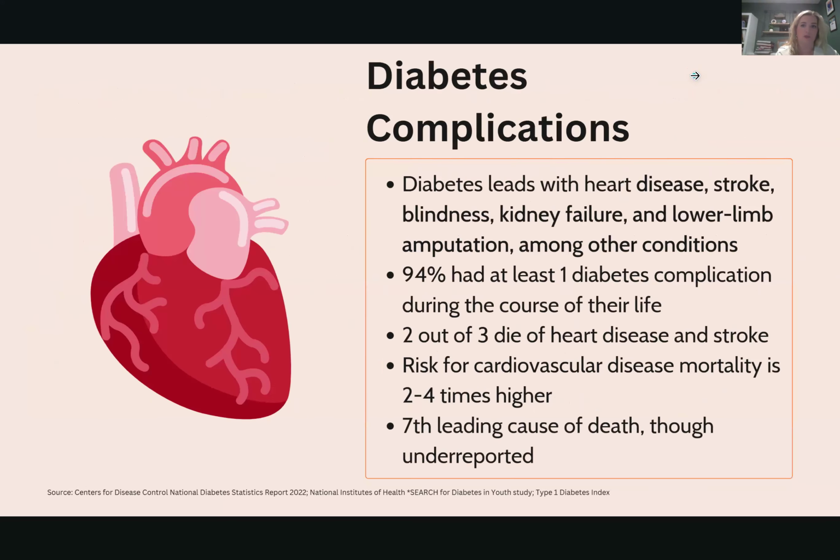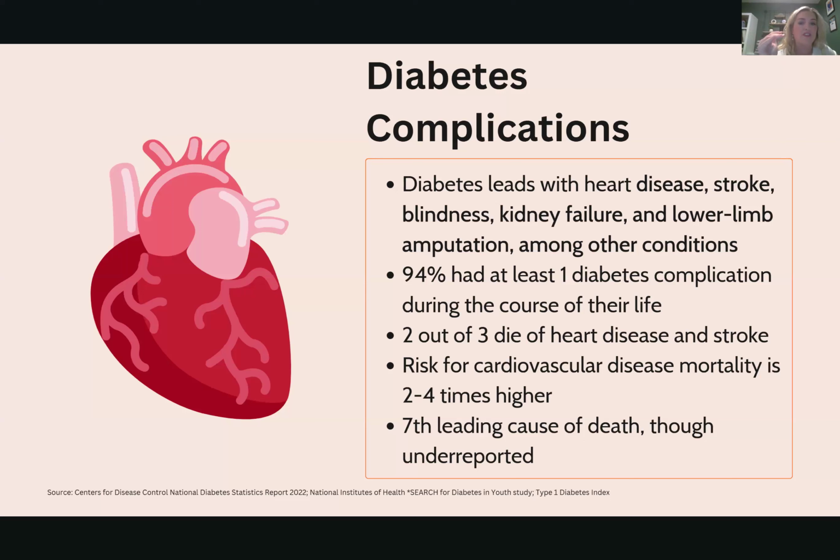So diabetes complications, right? Diabetes leads. Again, we're at the top. This is not where we want to be number one at. We lead with heart disease, stroke, blindness, kidney failure, lower limb amputations, among other conditions. 94% of people with diabetes, and this was a CDC National Diabetes Statistics Report from 2022, 94% of people with diabetes had at least one diabetes complication during their life. 2 out of 3 die of heart disease and stroke. Your risk for cardiovascular disease mortality is 2 to 4 times higher just by having diabetes.